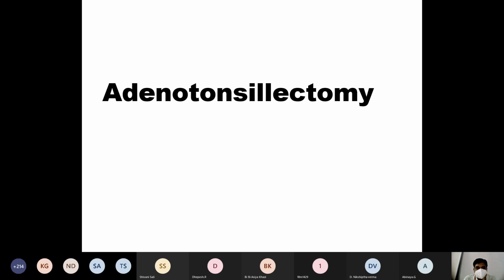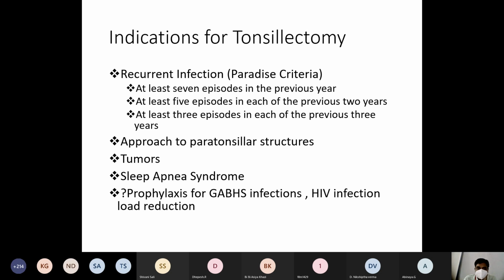So we'll just briefly look at adenotonsillectomy, which is the treatment of choice for chronic tonsillitis and adenoiditis causing complications. Tonsillectomy can be done when the tonsil becomes a focus of infection causing recurrent infection. That is at least 7 episodes in the last 1 year or 5 episodes in the last 2 years or at least 3 episodes in the previous 3 years.